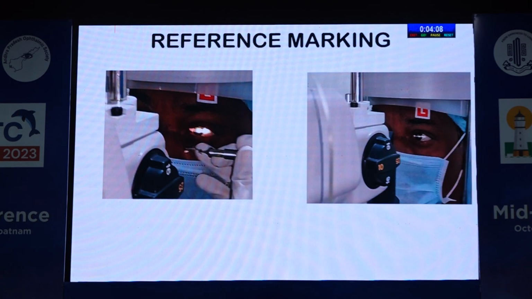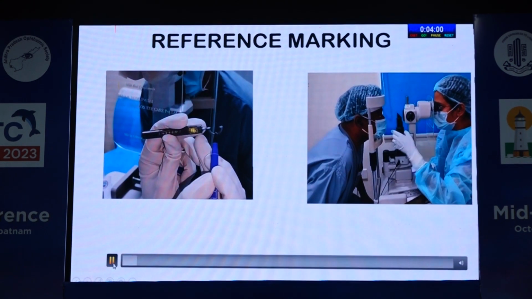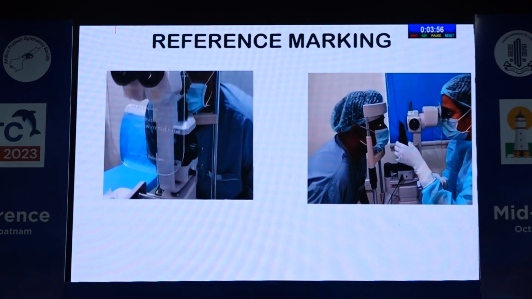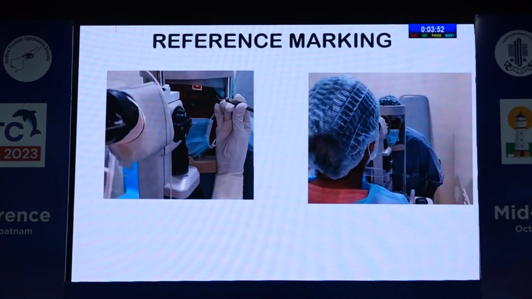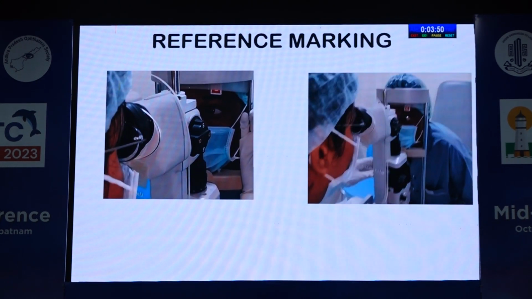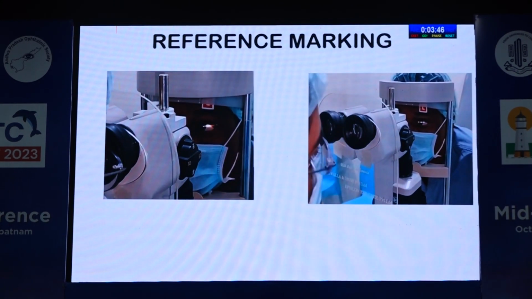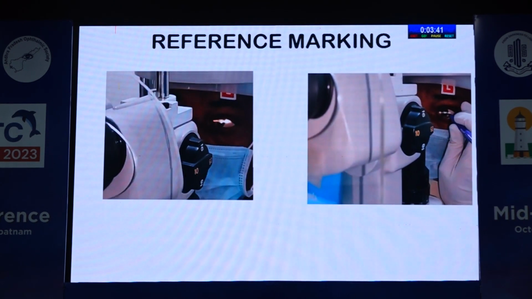Next tip is reference marking. That's very important for any toric IOL. So we can use a bubble marker or direct freehand toric marking with a marker. Always see that the patient's head is straight, there is no tilt of the face, and the patient keeps the eye looking straight. Then go nearer. And if needed, always use a speculum if the patient is not cooperating.